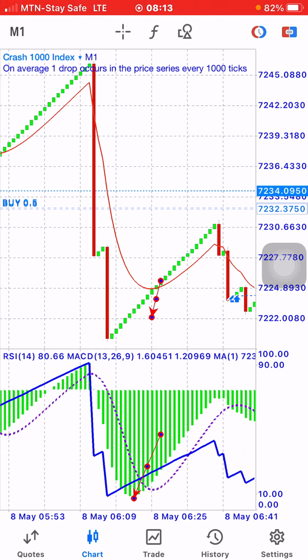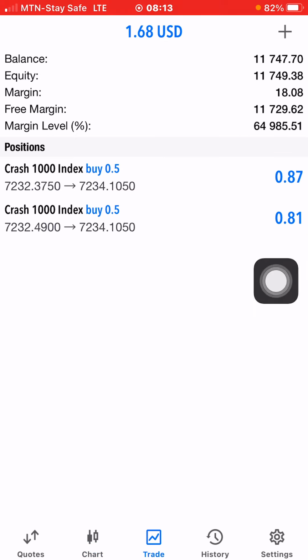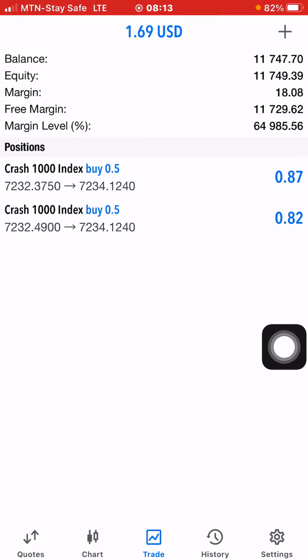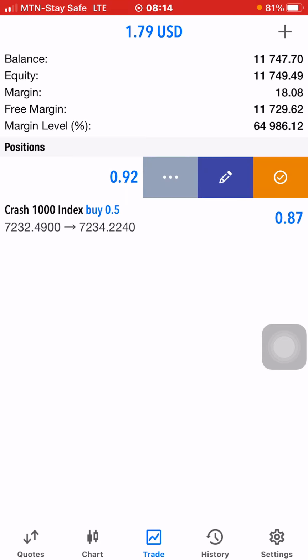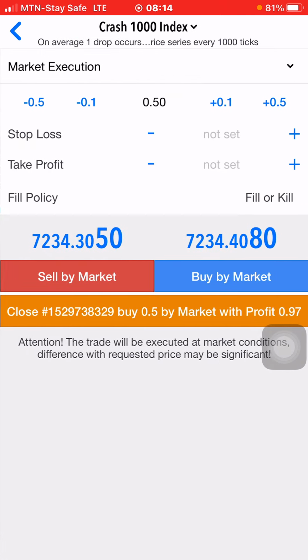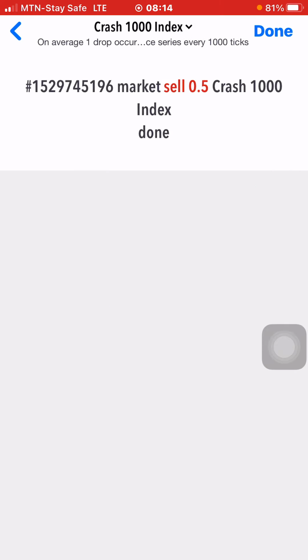But if any of these conditions is met first, what you do is close the market, you exit. How do you exit? You click on trade again, and then you use your finger to tap on this where it's showing blue now. That is profit. Then you slide it to the left. When you slide it to the left like this, you tap on this yellow last one. When you tap on the yellow last one, it's going to show you close, so market buy 0.5 with $1 profit now. So you close like this.